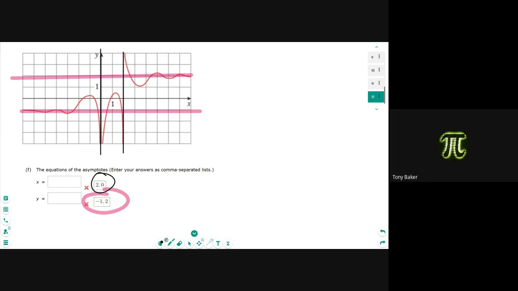It's really easy to screw those up because typically they think, oh, x is the horizontal axis. So the horizontal, you got to remember where it's going through. So the horizontal asymptotes go through the y-axis. So it's y equals something. The vertical asymptotes go through the x-axis, therefore it's x equals something. That's all that's asking for.